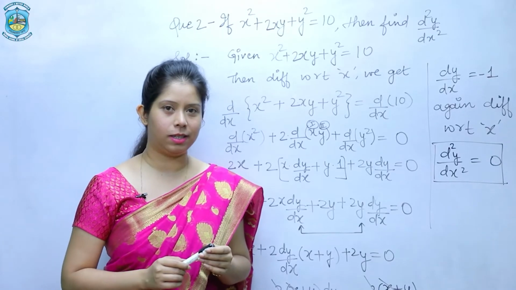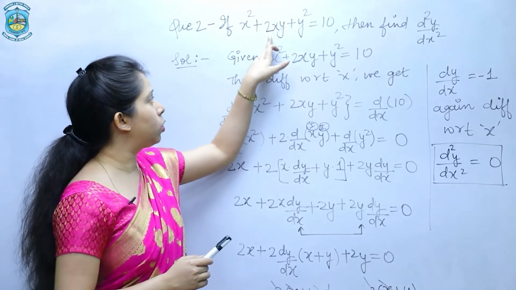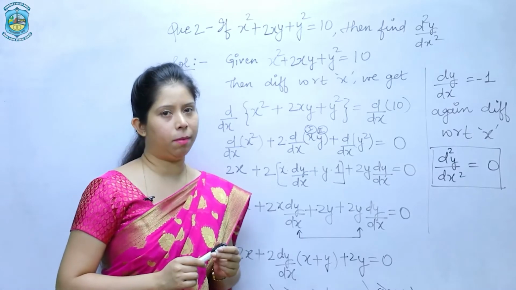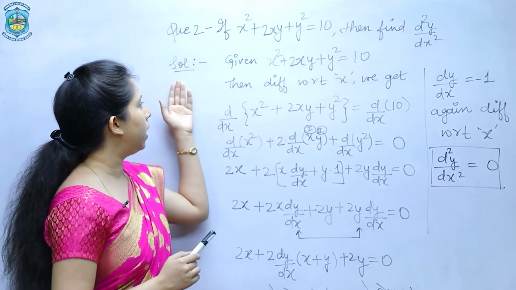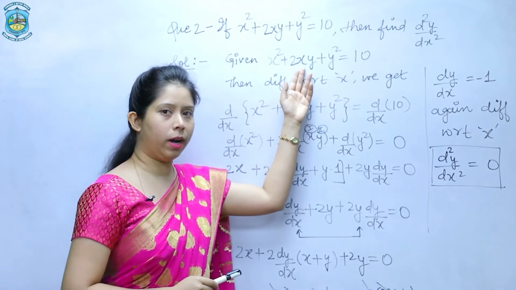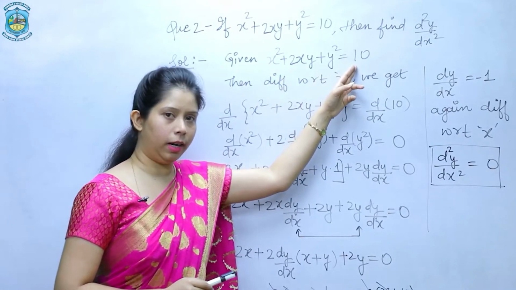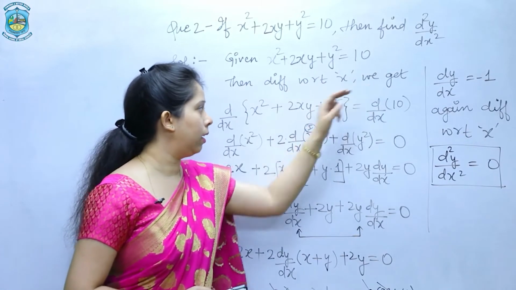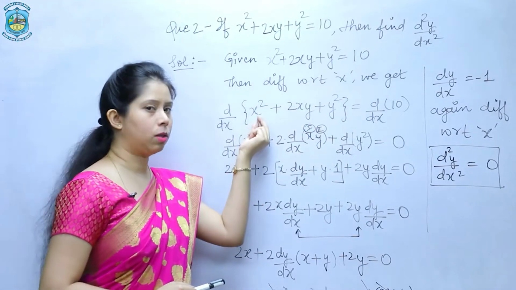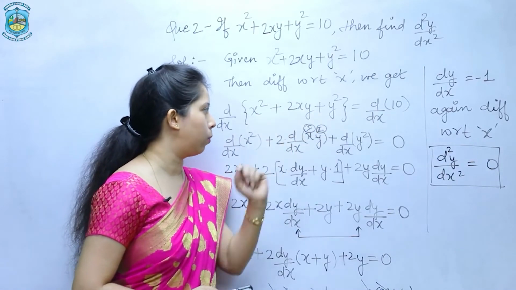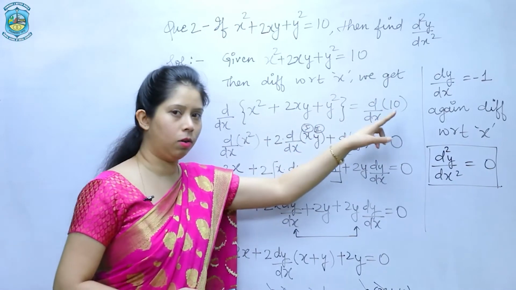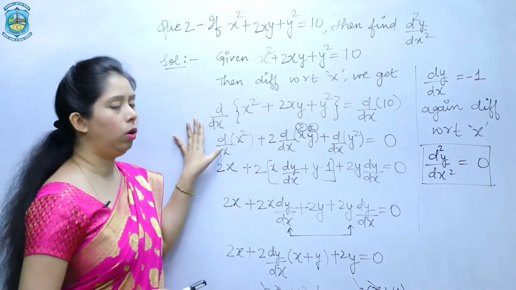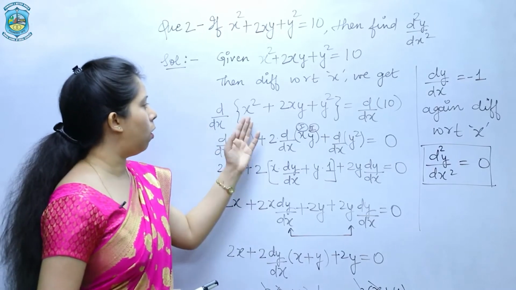So, the second question is, if x square plus 2xy plus y square is equal to 10, then find d2y by dx square. So, the solution: given x square plus 2xy plus y square is equal to 10, we differentiate both sides with respect to x. We get d by dx of x square plus 2xy plus y square is equal to d by dx of 10.